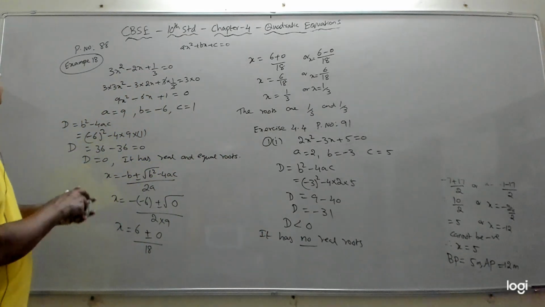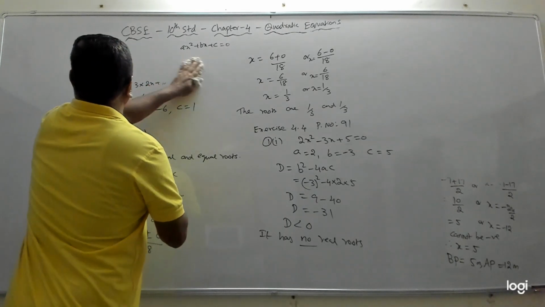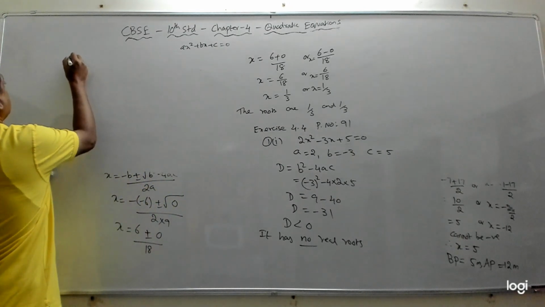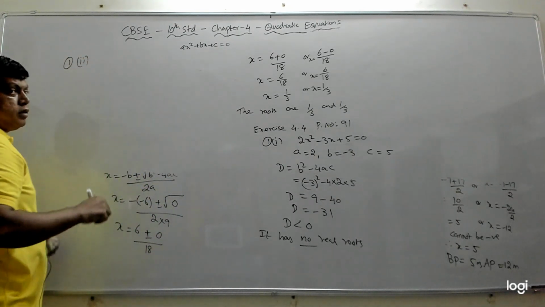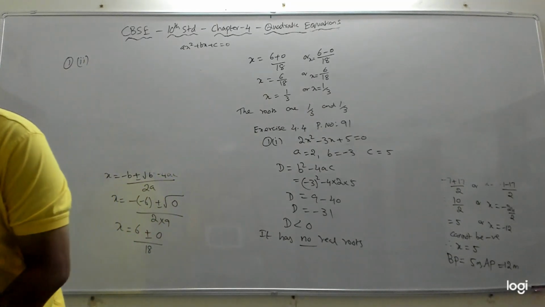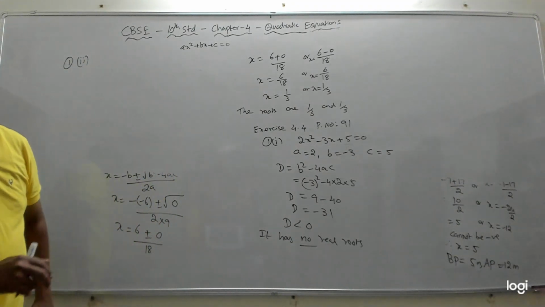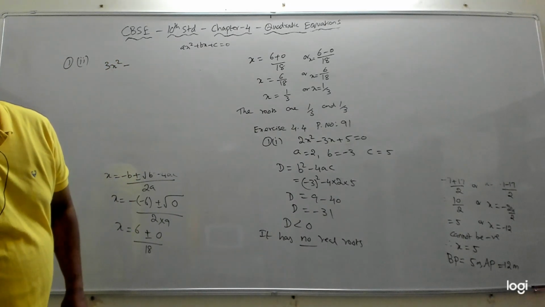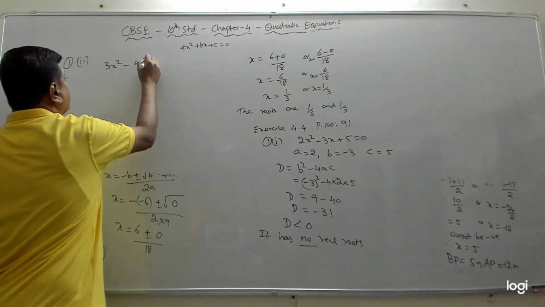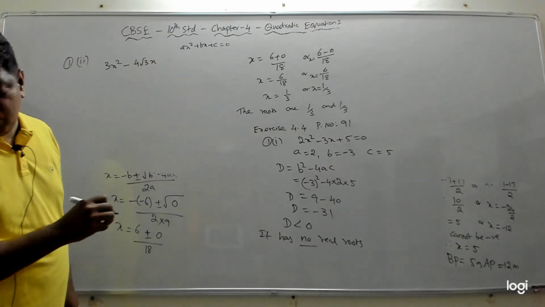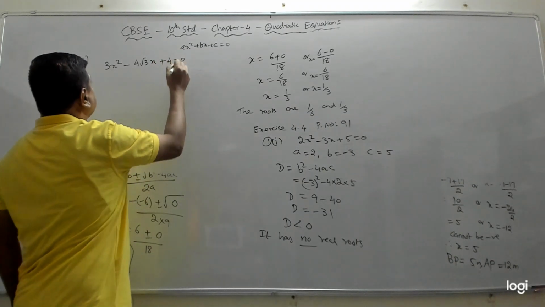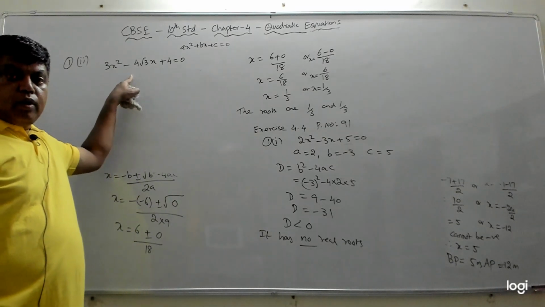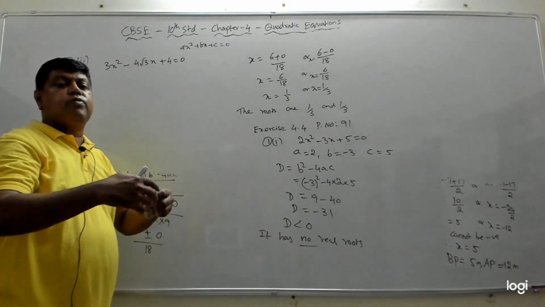In the first problem, second subdivision. Right? So what it is: 3x square minus 4 root 3x plus 4 equal to 0. Now we need to find whether the real root exists. If it exists, we need to find them.